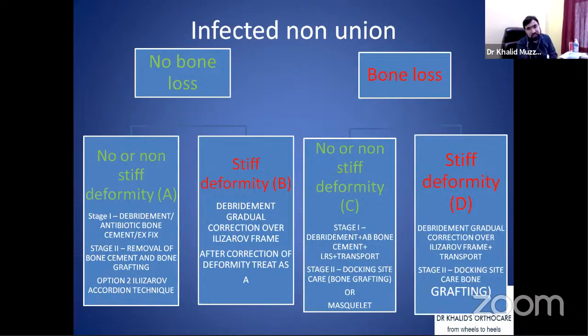With bone loss, there can again be a stiff deformity or a non-stiff deformity. For stiff deformity, you do a gradual correction over an Elizarov frame, and for non-stiff deformity, you do debridement, antibiotic bone cement, transport or amputate.